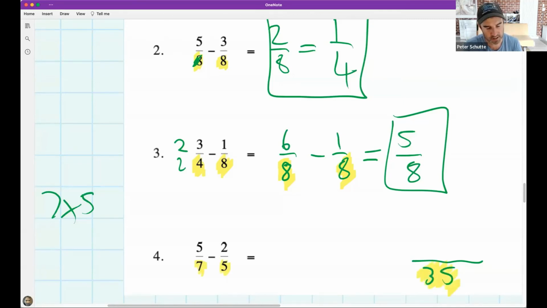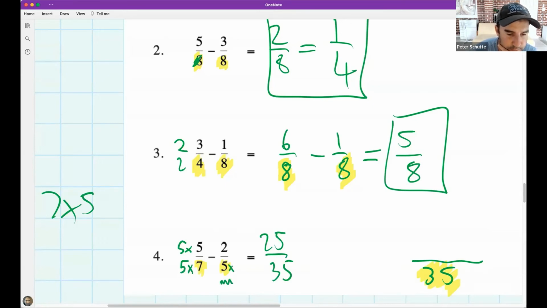But I still do the in-between stage where I say, well, and this is where knowing your times tables is so helpful. If you know 5 times 7 is 35, it makes life so much easier. So I would get 25 over 35 for the first step here. Now the second step, this 5 needs to get all the way up to 35. So I'm going to times it by 7. And what I do to the bottom, I have to do to the top. And so I'm going to get that.